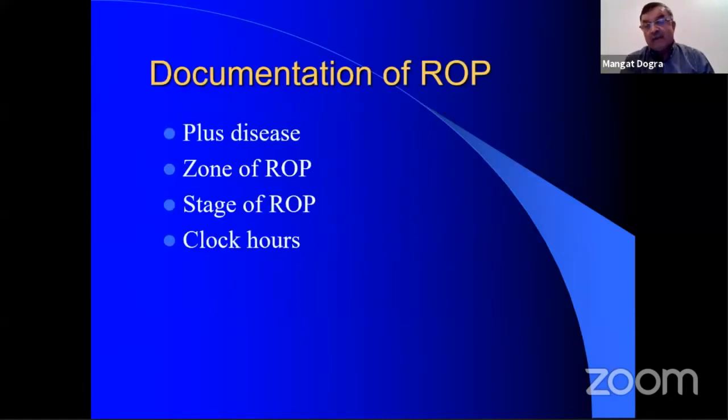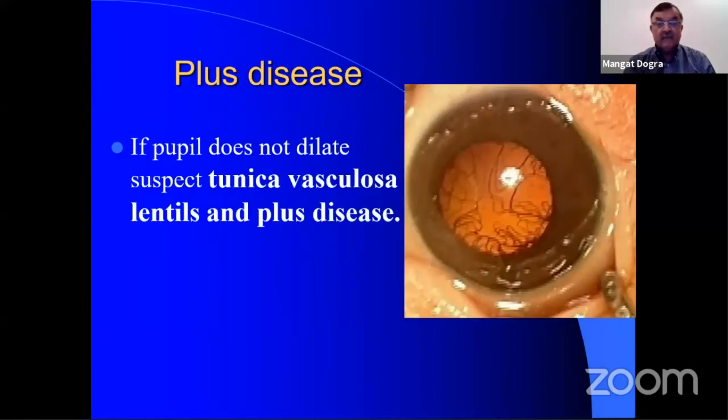So how do you document? It's very important from the PG point of view anyhow. Otherwise, you look first thing for the plus disease. Then the zone of involvement, stage and clock hours. I'll just come to that in a minute.